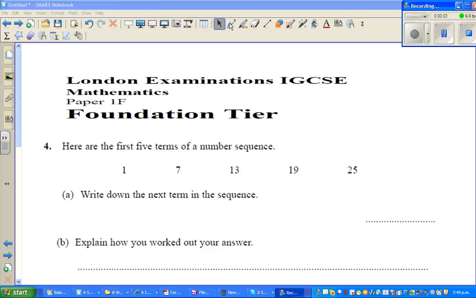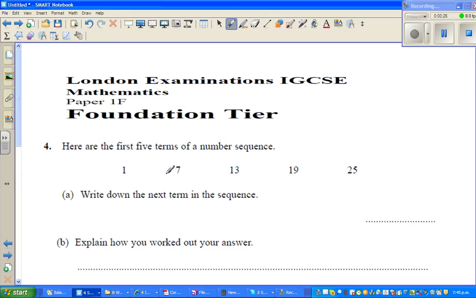In this video, I'm going to do some examples on sequences. Again, these questions have been taken from the London Examination IGCSE Foundation Tier. Here are five terms of a number sequence: 1, 7, 13, 19, 25.